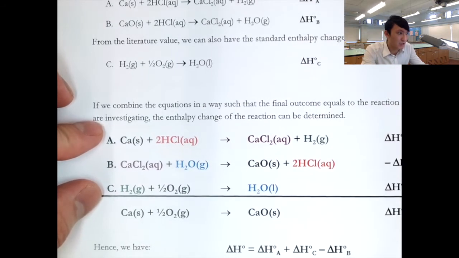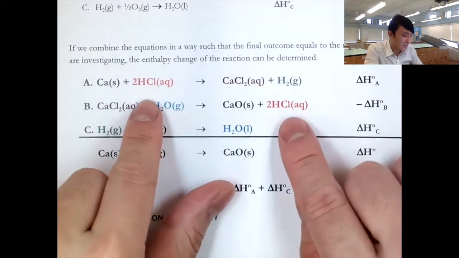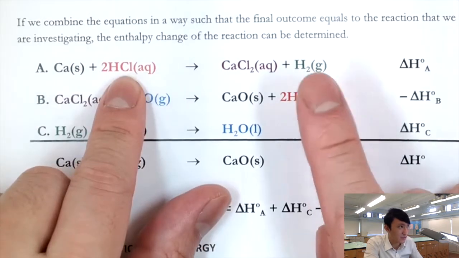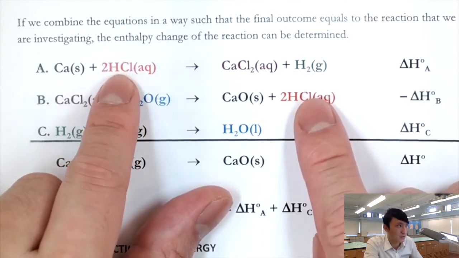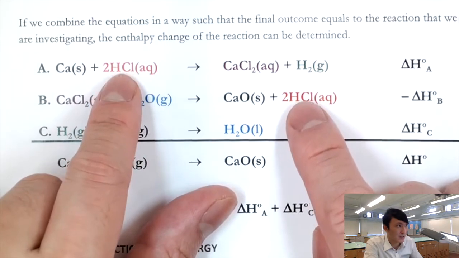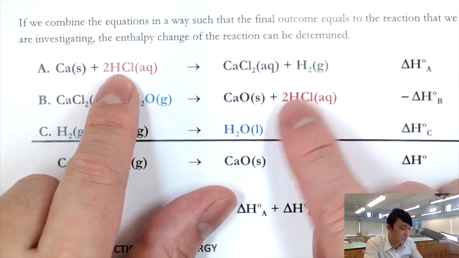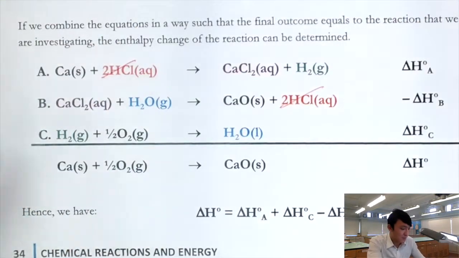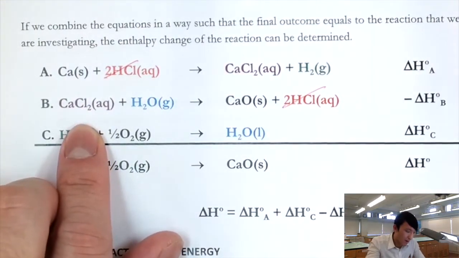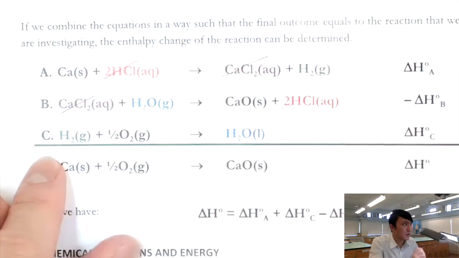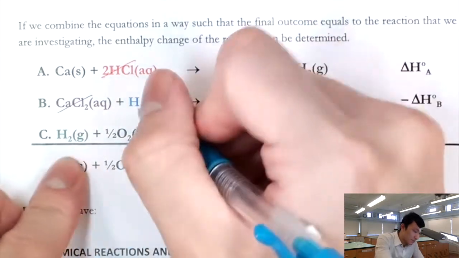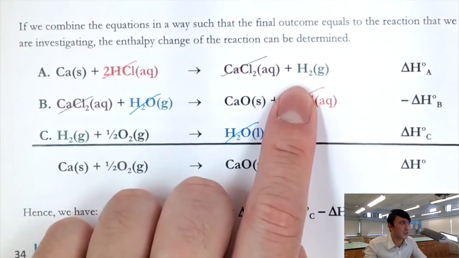After arranging the three equations, you can double check. To double check, basically, you can look at these colored terms. You see HCl here, on both sides of the three equations, they have two HCl altogether. So these two can be canceled out. Similarly, calcium chloride can be canceled out. Water can be canceled out, of course. And lastly, hydrogen can be canceled out.